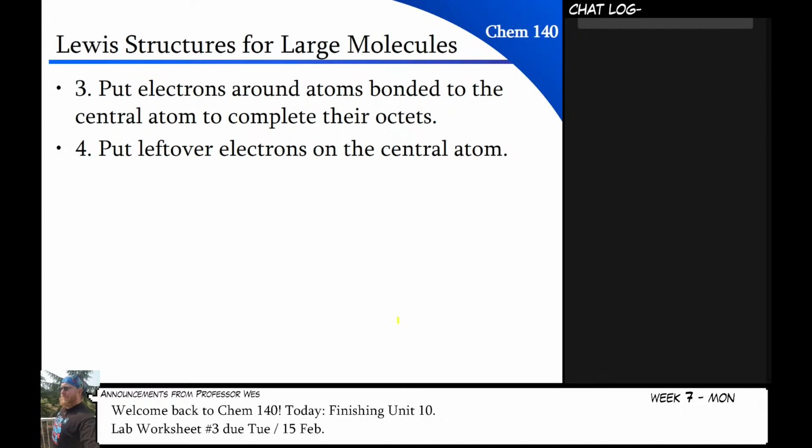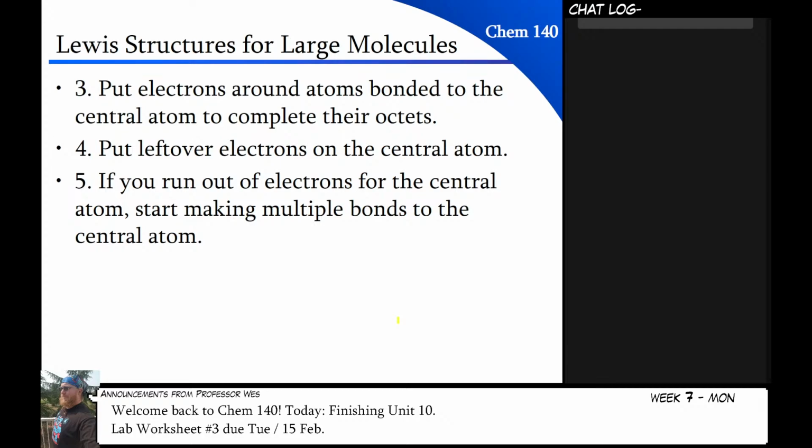Now, in some cases, you will be electron deficient. You will not have enough electrons to give everything an octet. If that's the case, then what you're going to do is start making multiple bonds to the central atom by swapping out non-bonding pairs for bonds. And we're going to show an example of this.